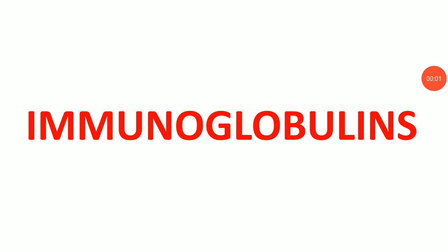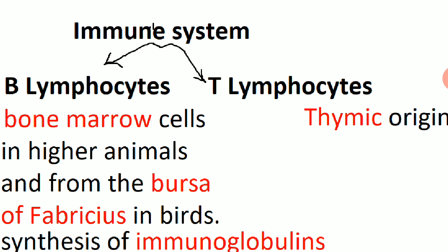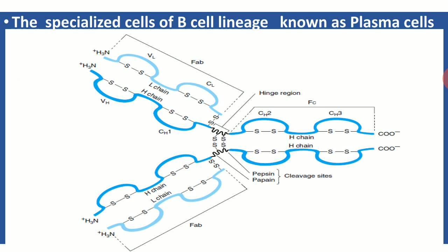Today we will discuss something about the immunoglobulins. Our immune system depends upon two types of cells, B lymphocytes and T lymphocytes. B lymphocytes are formed in bone marrow cells in higher animals and from the bursa of Fabricius in birds, and immunoglobulins are synthesized in B lymphocytes. T lymphocytes are of thymic origin and provide cell-mediated immunity, whereas the B lymphocytes provide humoral immunity.